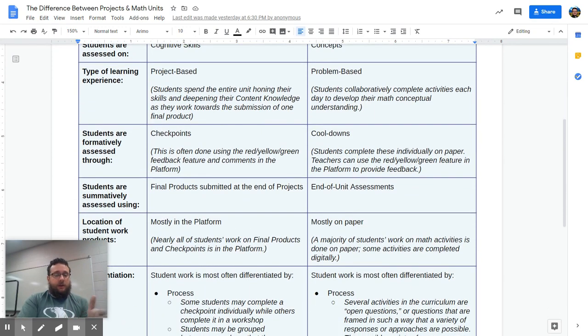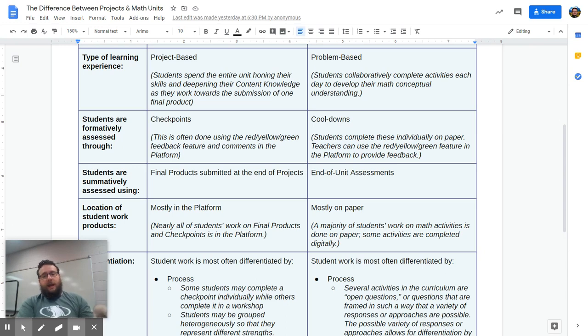And of course, the final product is the final grade on the project side. While in the math side, it's going to be a unit assessment, an actual test. The final products on projects will a lot of times be in the platform, not all the time. A lot of times you do a hands-on or on paper final product or a poster or different kinds of things. But a lot of times they will be submitted within the platform, even if it's a picture of what you did on paper. Meanwhile, a lot of times the tests in math are going to be on paper.